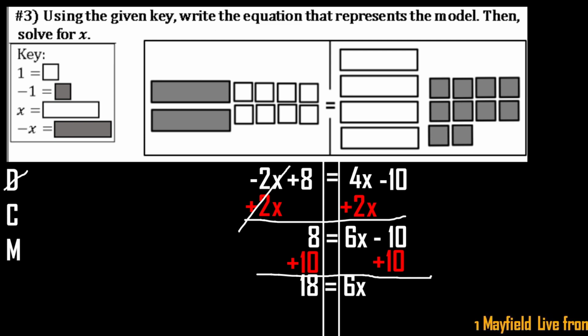And then lastly, since we're done with combining like terms, we always want to divide by the coefficient. So divide both sides by 6. And we should end up with x equals 3.